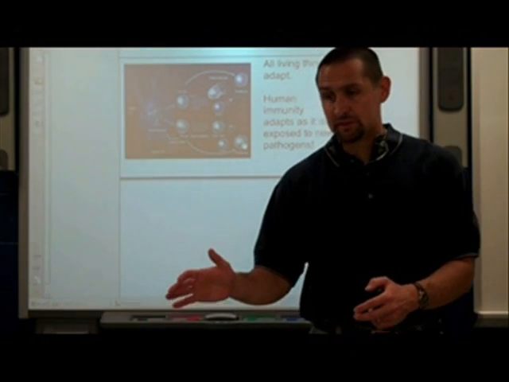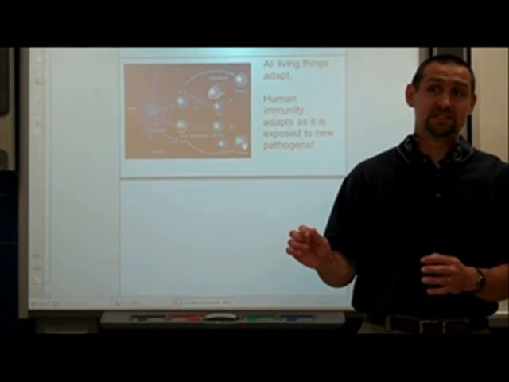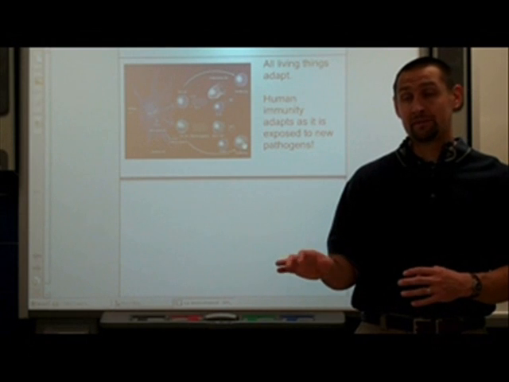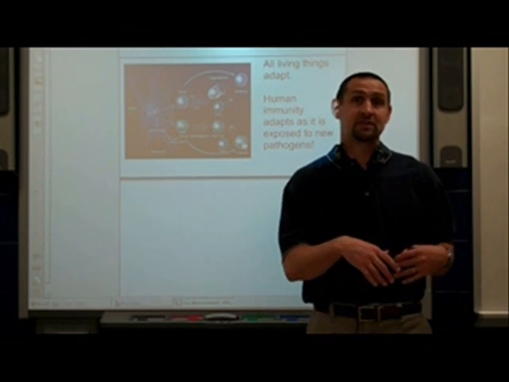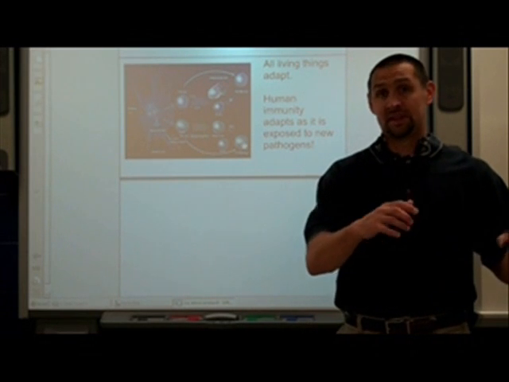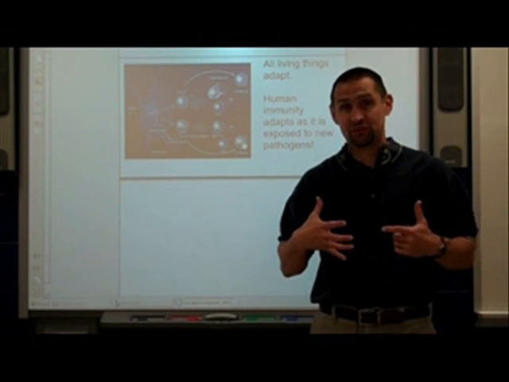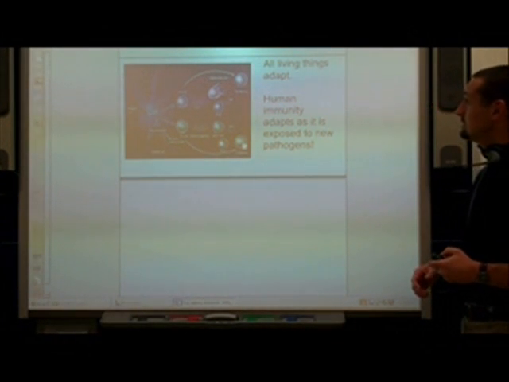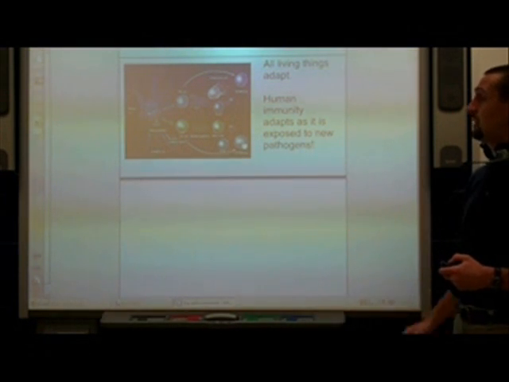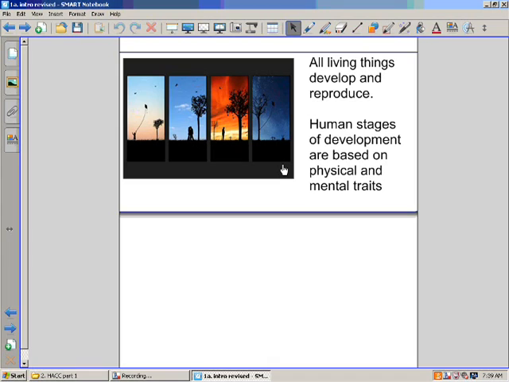We get exposed to pathogens, to viruses, to bacteria, to things that invade our body. And then we build up an immune defense to those so that the next time we're exposed to that same pathogen, our immune system is ready, it's adapted for defending our body and fighting off that infection. So all living things adapt. And one good example for us is an immune system.